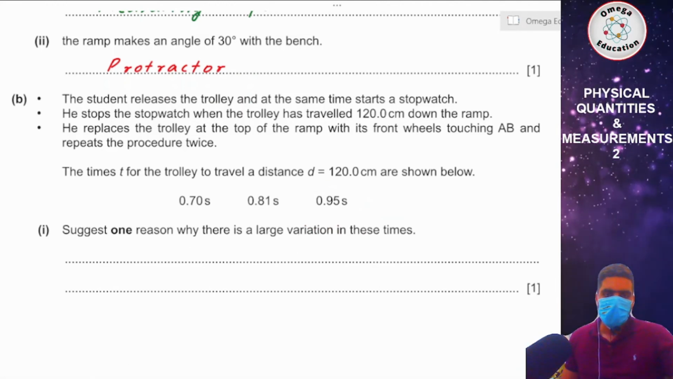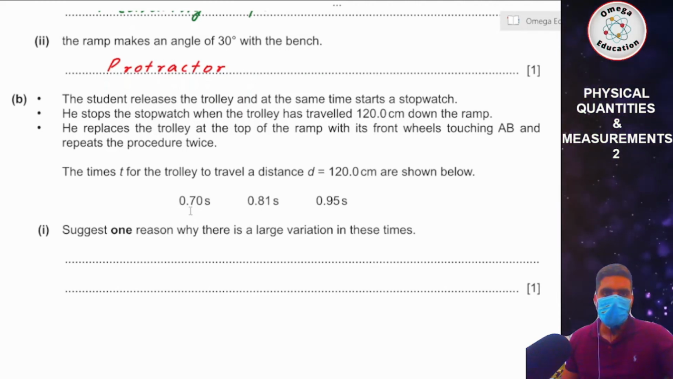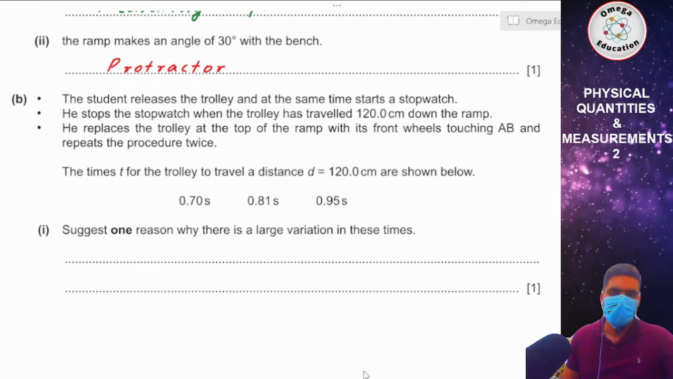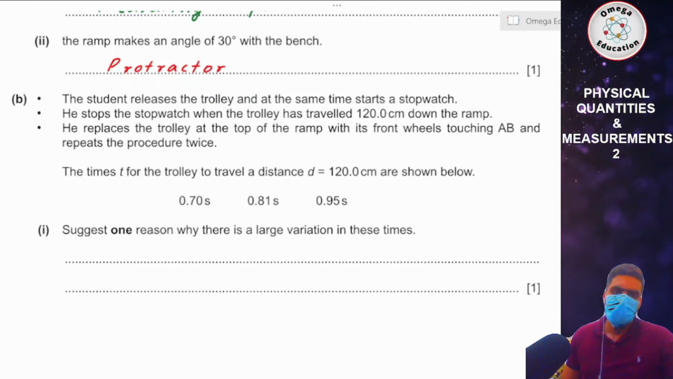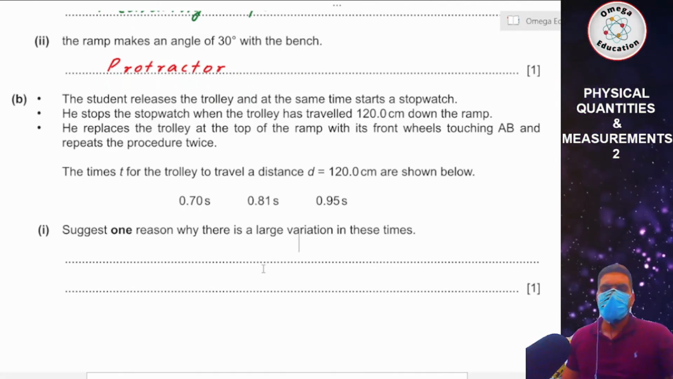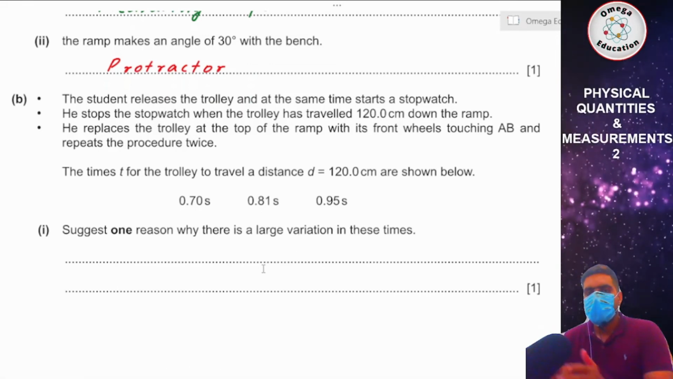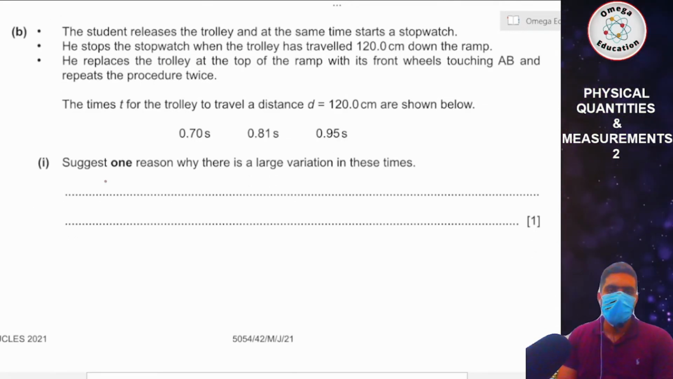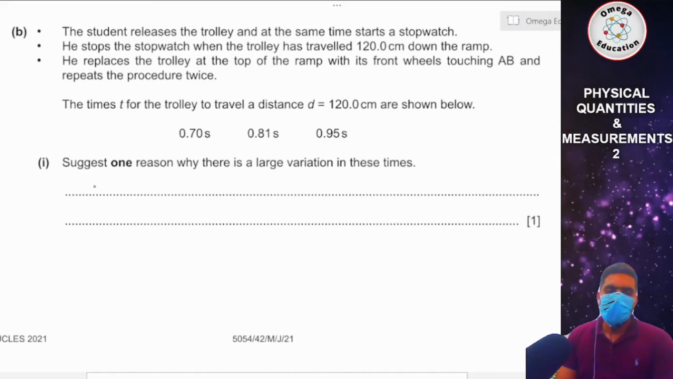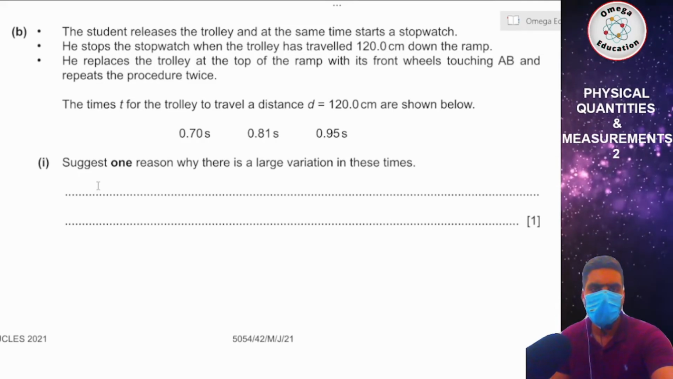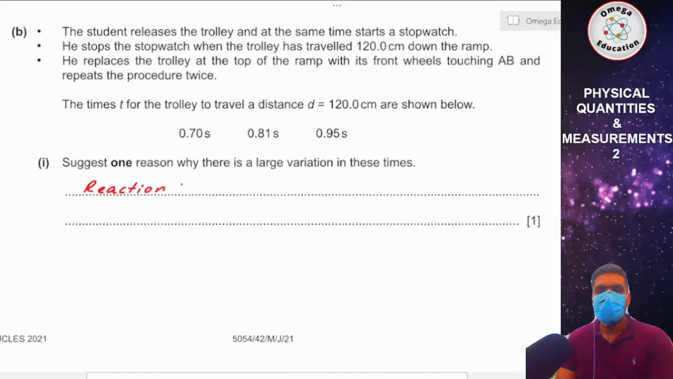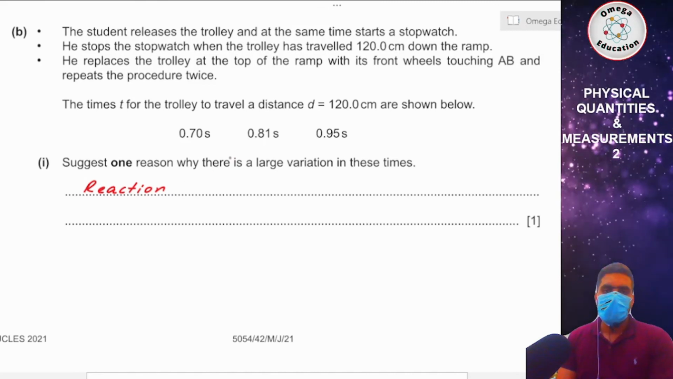So, give one reason why there is a large variation in the data. Basically, they're asking what can be the possible reasons for the error. That is one of the standard answers that you can write for questions with experiments related to time. For all timing experiments, one generic answer for a large variation or for the error is the reaction time. The distance is too small for him to react quickly enough. So we can write reaction time error. This is the error that is mostly associated with timing experiments.